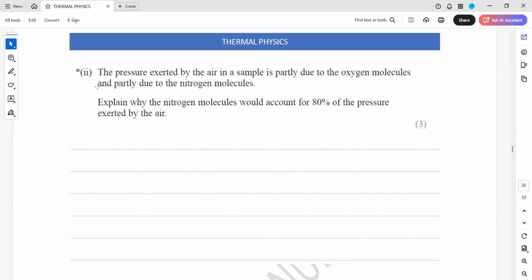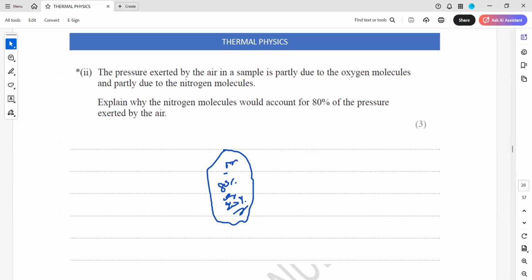The next is: the pressure exerted by the air in a sample is partially due to oxygen molecules and partially due to nitrogen. Explain why nitrogen molecules would account for 80% of the pressure. In the lungs, we have about 80% nitrogen and 20% oxygen. Other gases are there, but the question is why the pressure is mainly due to nitrogen rather than oxygen.